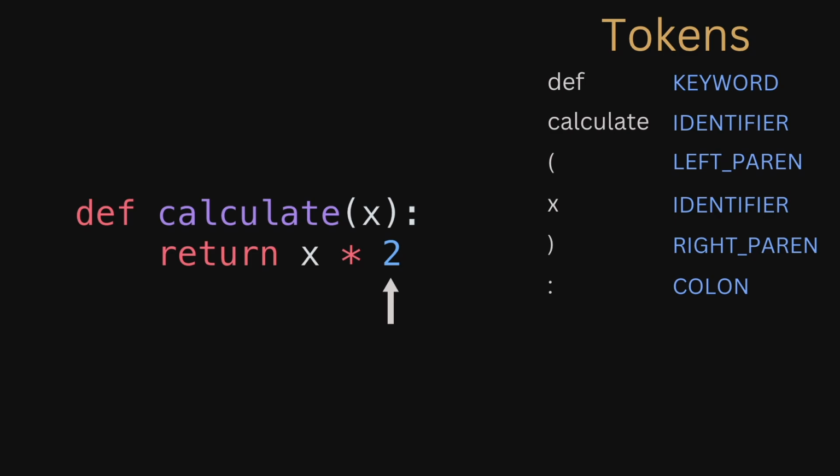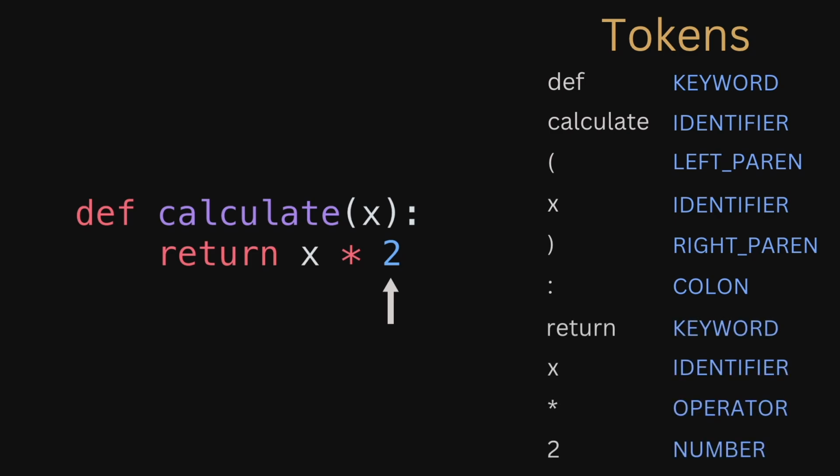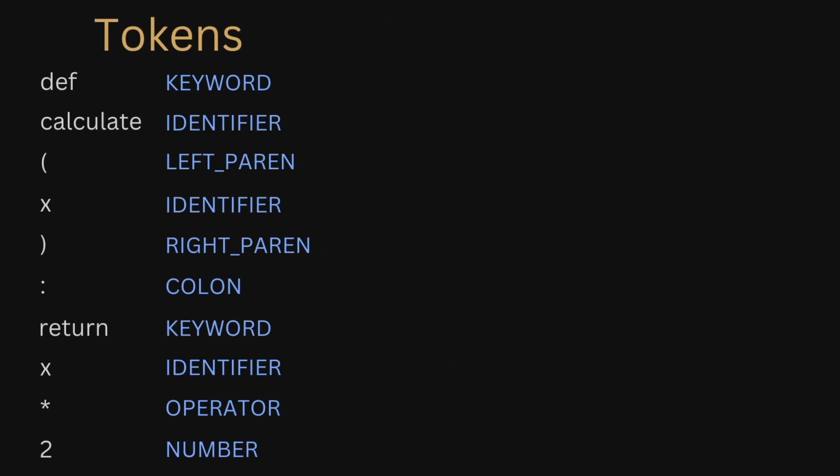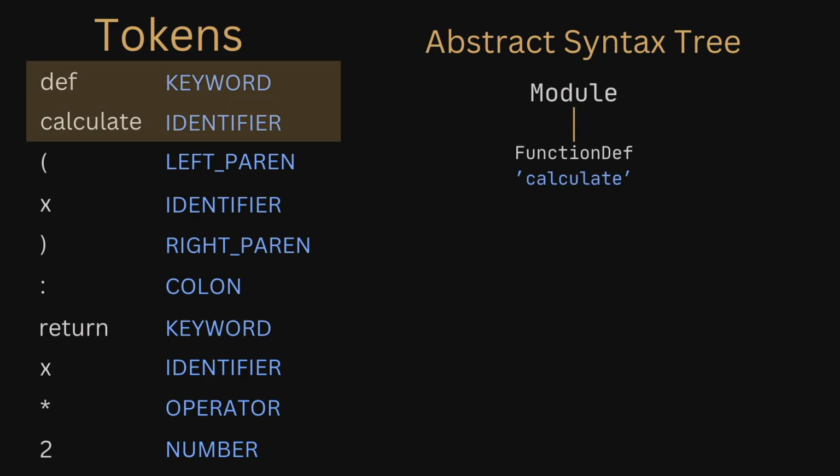At the end, we have a sequence of tokens and their types, for example keywords like def and return, identifiers like variable names, operators like the asterisk, and literals like numbers and strings. These tokens are then used to create an abstract syntax tree, or AST. An AST is a tree structure that represents the relationships between different parts of your code. ASTs in Python have a root node of module, then the tokens are used to build the tree structure.